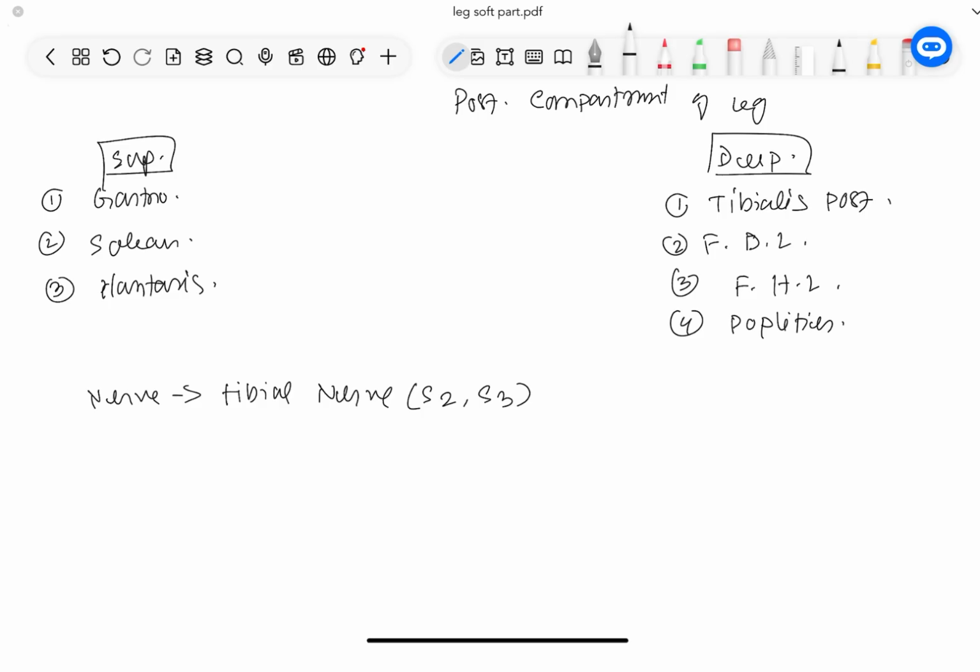Though in the popliteus it will be coming from L4, L5 and S1 also. Maximums are S2 and S3, but there are some differences also, like tibialis posterior will be supplied by the root value from L4 and L5. Popliteus will be getting root value from L4, L5 and S1. So these are the points we have to remember. Let's start one by one muscle description.